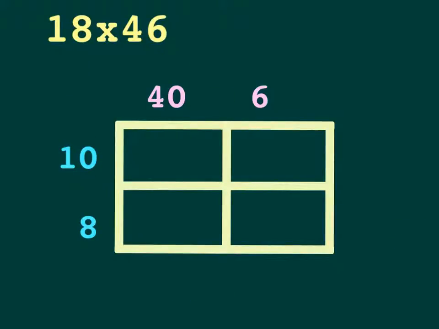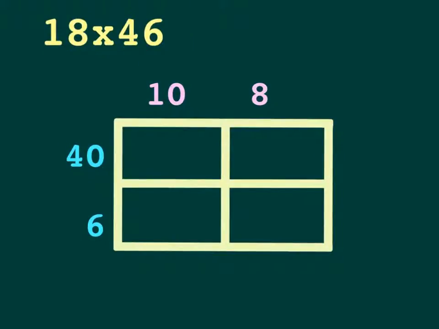Let's look at a new problem. Now we're going to investigate the problem 18 multiplied by 46. We're going to break it down much the same way. So 18 would break down into 10 plus 8, and 46 would break down into 40 plus 6. Now you may be asking yourself whether or not it is important if I put the 10 and the 8 on this side and the 40 and the 6 on this side, or if I could do the opposite and put 10 and 8 at the top and 40 and 6 on the left-hand side.